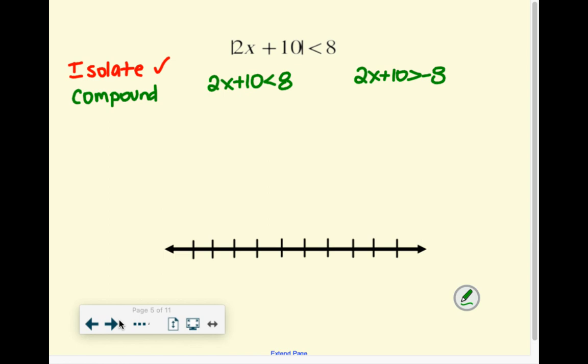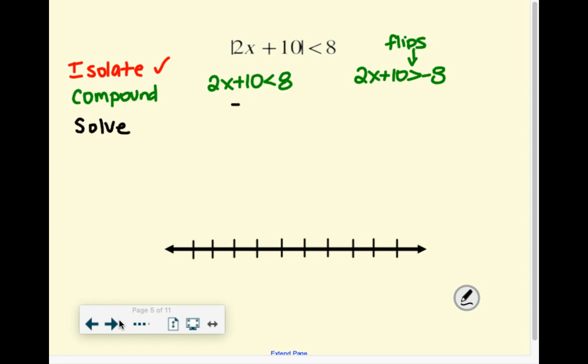So if this was an equals, we would have done 2x plus 10 equals 8 and 2x plus 10 equals negative 8. When you switch to the negative one, you have to switch that symbol. Okay? So this symbol right here is where we are flipping. And then we need to go ahead and solve these.